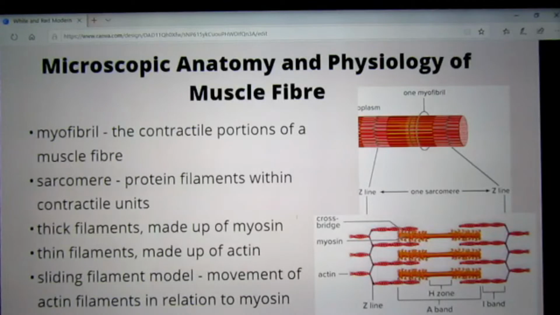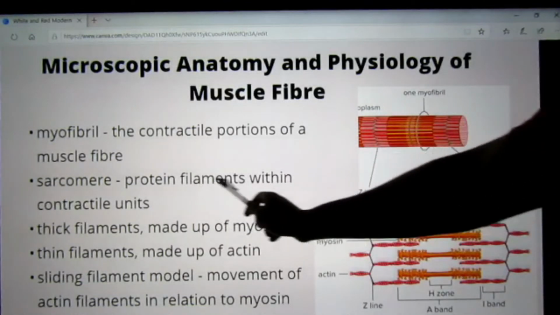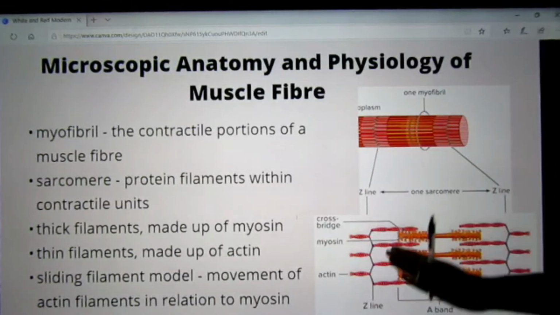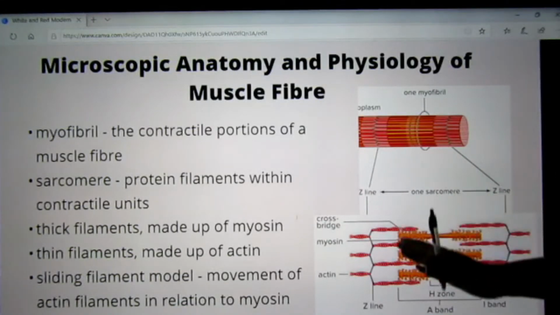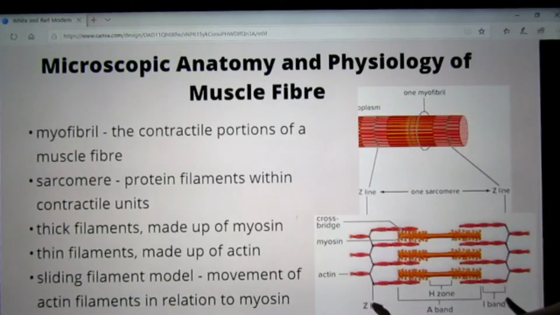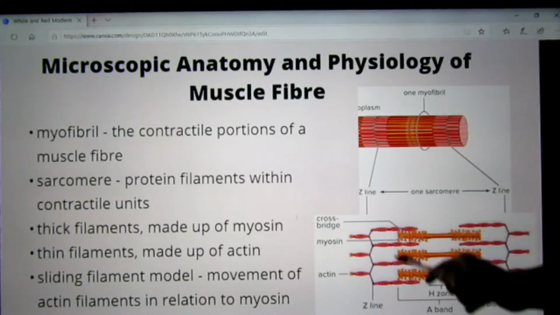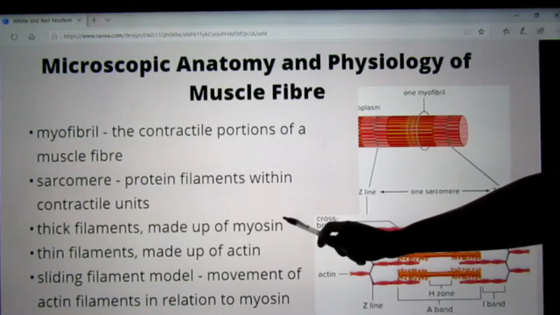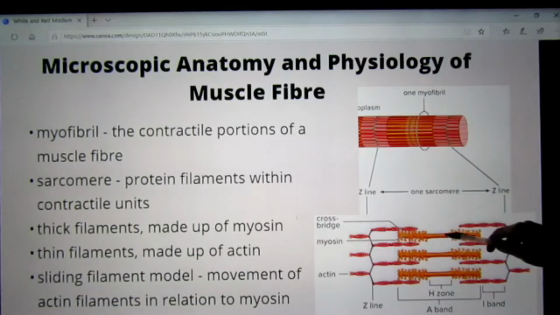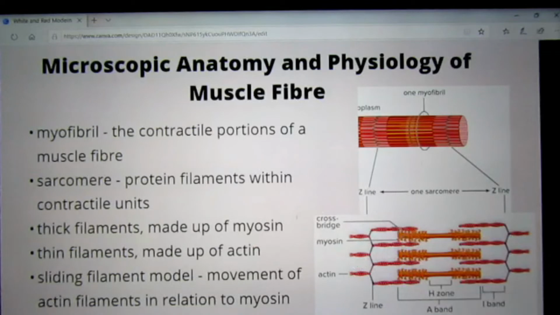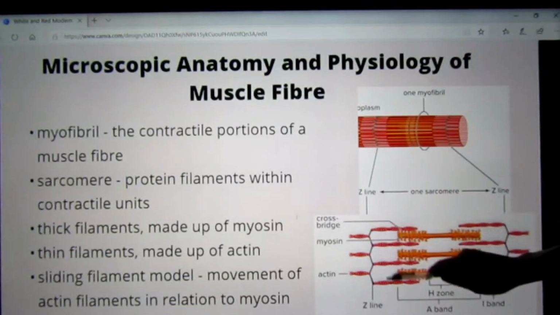What is sarcomere? Sarcomere is the protein filaments within contractile units. So this is one contractile unit, which is one sarcomere between two Z lines. This is the Z line. So in one sarcomere, we have two types of filaments, thick filament and thin filament. Thick filament is made up of myosin, which is the orange part, and the thin filaments are made out of actin. Actin is the red part over here.